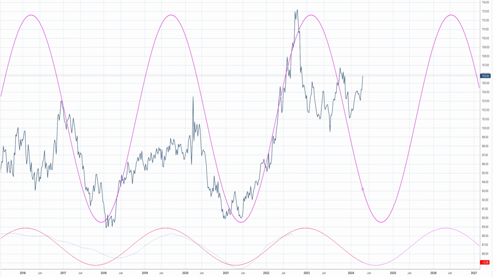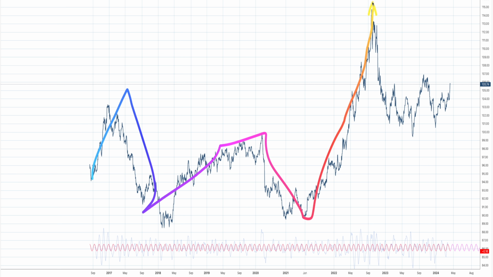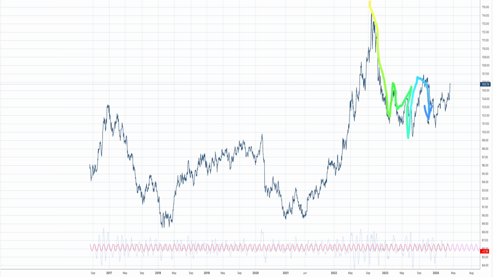Let's look at the daily cycle and see what we can extract there. On the daily cycle, I'm using 5-year data, so I'm going all the way back to like 2016. And this is the price action. That's your high, and this is your chop fest back and forth.